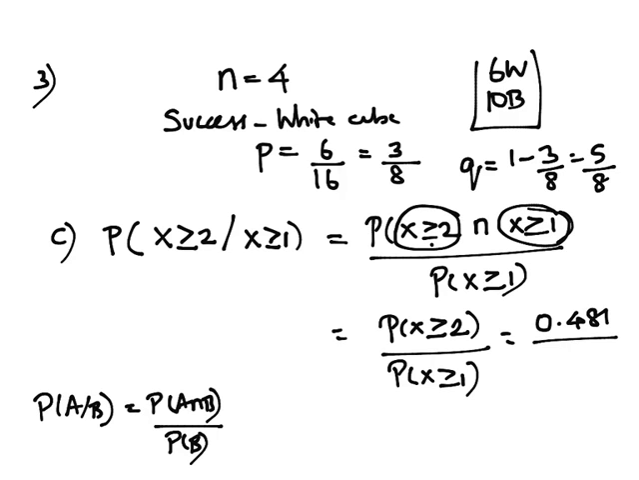Now how do we find the denominator? Very simple. X greater than or equal to 1 means 1, 2, 3, 4. Otherwise it is 1 minus P of x equal to 0. We already found P of x equal to 0, so you can substitute it here and then find the answer. Very, very simple.